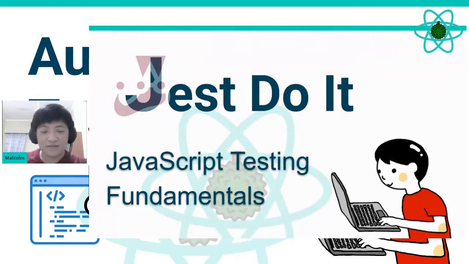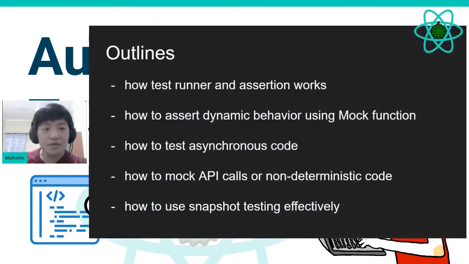JavaScript testing fundamentals. So the things I'm going to cover today are these 5 main things: how test runner and assertion works, how to assert dynamic behavior using mock function, how to test asynchronous code, how to mock code in Jest, and lastly, I'll talk briefly about snapshot testing and how to use it effectively.